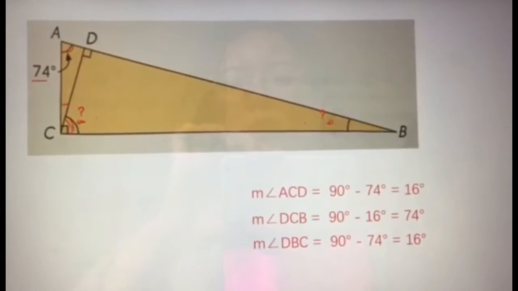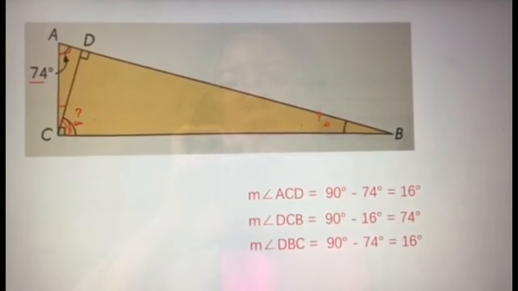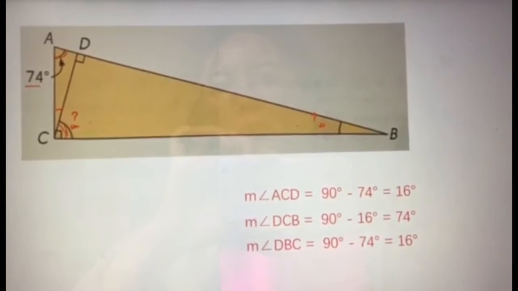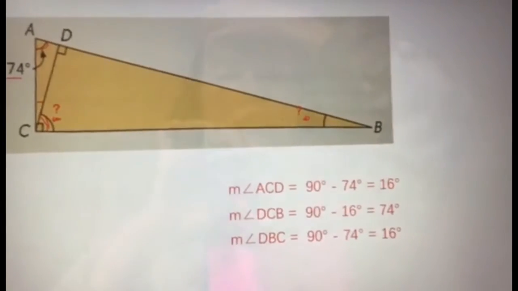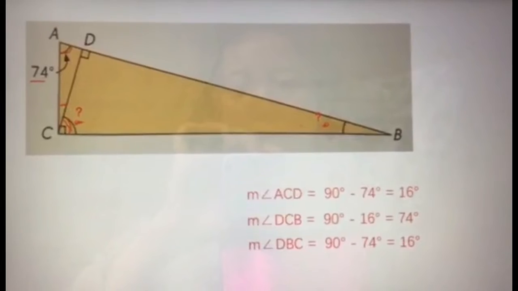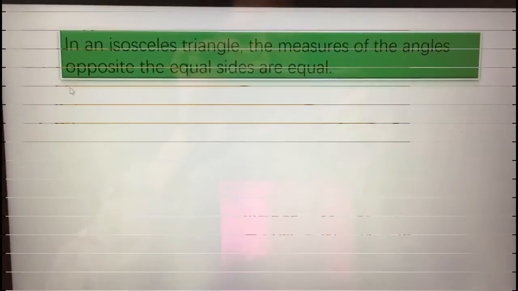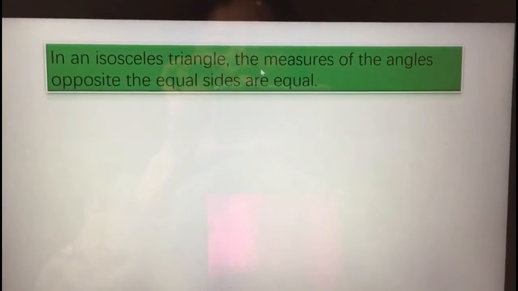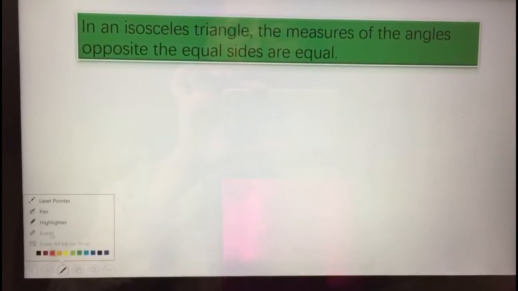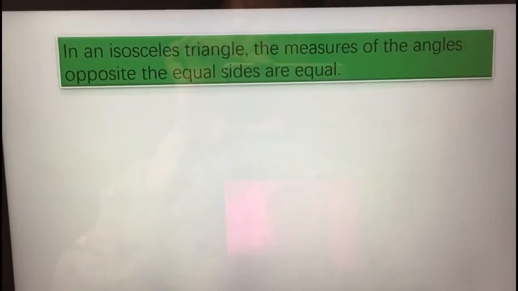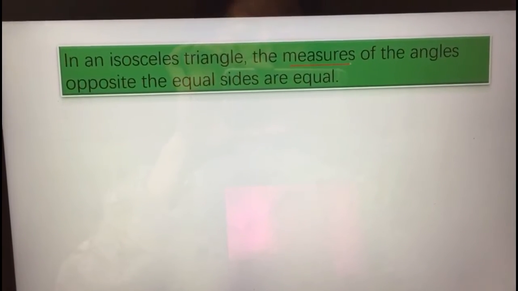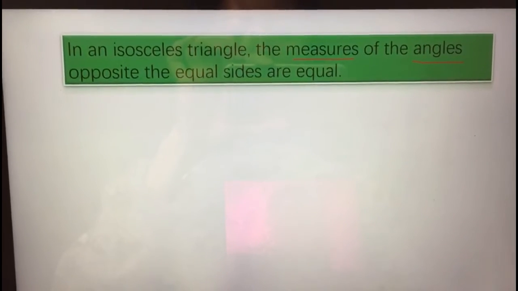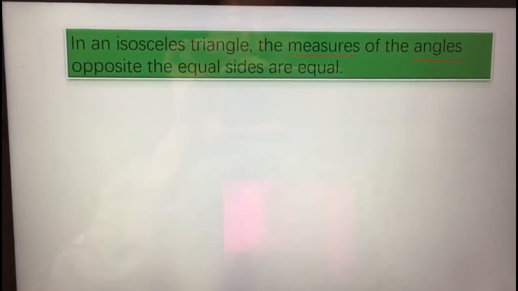Yeah, it's just the application of the property of the right triangle. Well, I hope, or I believe it made sense to you since you guys are all so smart. The property of an isosceles triangle is, let me get my pen. The measures of the angles opposite the equal sides are equal.